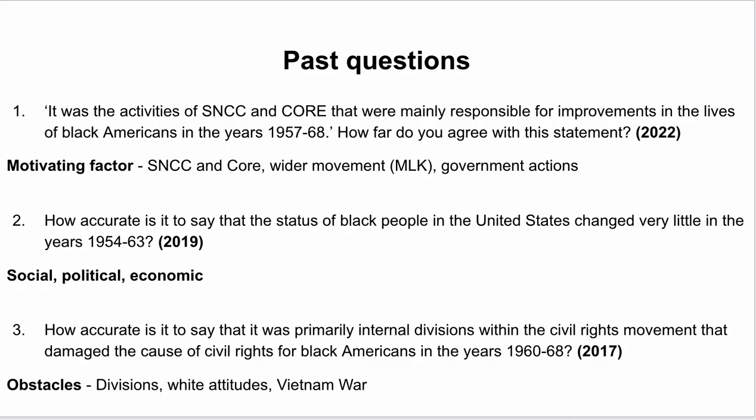And then finally, question 3: how accurate is it to say that it was primarily internal divisions within the civil rights movement that damaged the cause of civil rights for Black Americans in the years 60 to 68? So you could talk about divisions, you could talk about white attitudes as another paragraph, you could talk about the Vietnam War, possibly maybe government backlash or lack of government support. But I would probably go for divisions, white attitudes, and the Vietnam War there as the paragraphs.